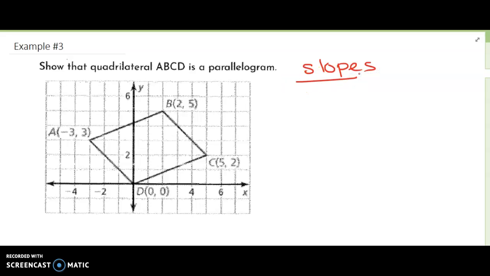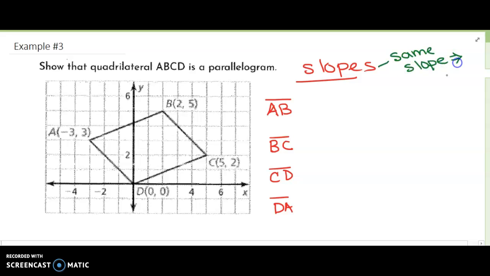Okay, so we can do the slopes just by counting. We don't even have to do algebra to do the slopes. So I want to find the slope of AB, the slope of BC, the slope of CD, and the slope of DA. And if opposite sides have the same slope, remember, same slope means they are parallel. So if I can find that both pairs of opposite sides are parallel, that would mean this has to be a parallelogram. So we're just going to count, guys.